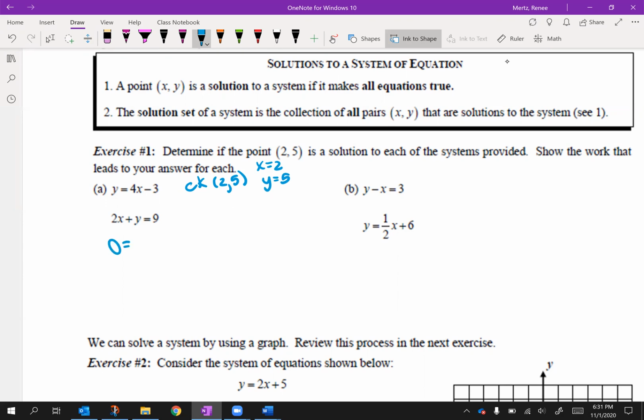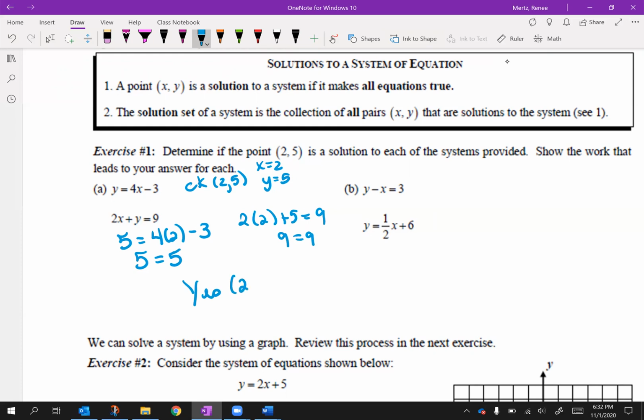So does 5 equal 4 times 2 minus 3? So 5 equals 5 here. Then 2 times 2 plus 5. Does it equal 9? Yes. 9 equals 9. That means yes, (2, 5) is the solution.